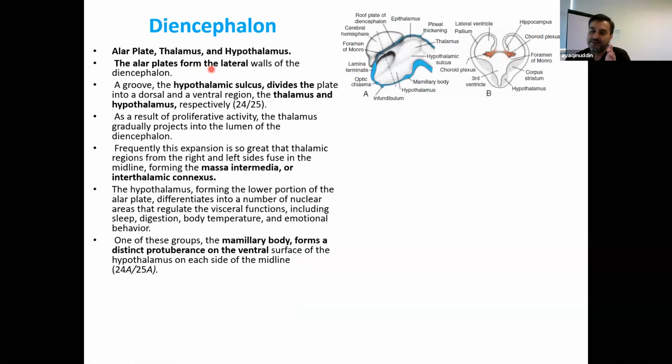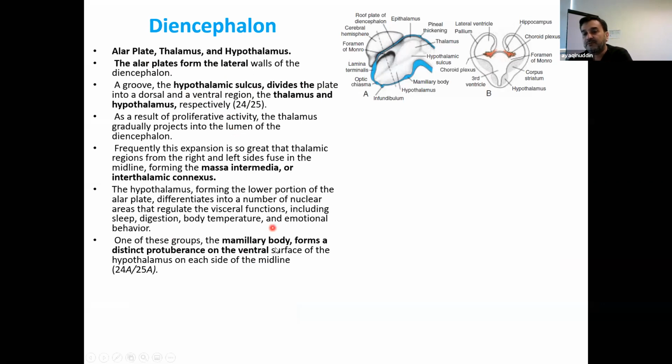So the lateral wall of the center part is the third ventricle. Lateral piece of the diencephalon is formed by the alar plates of the diencephalon. The groove which separates the thalamus and hypothalamus is called hypothalamic sulcus, which divides the plate into dorsal portion, which is the thalamus, and the ventral portion, which is the hypothalamus.